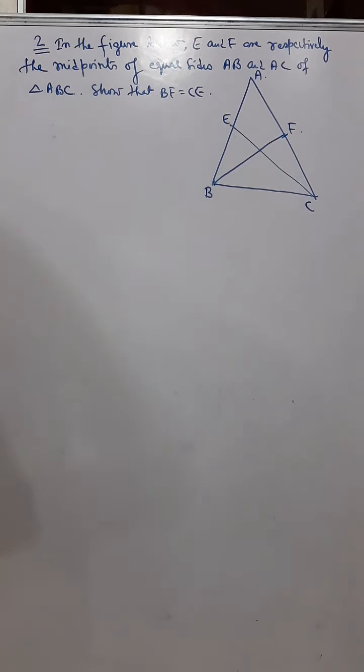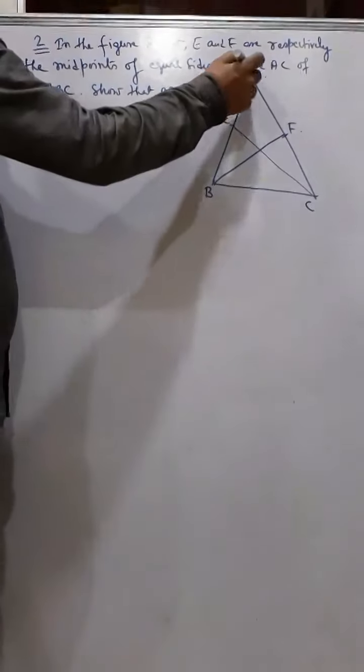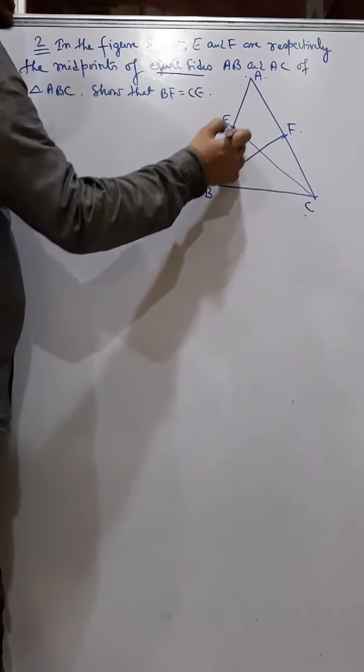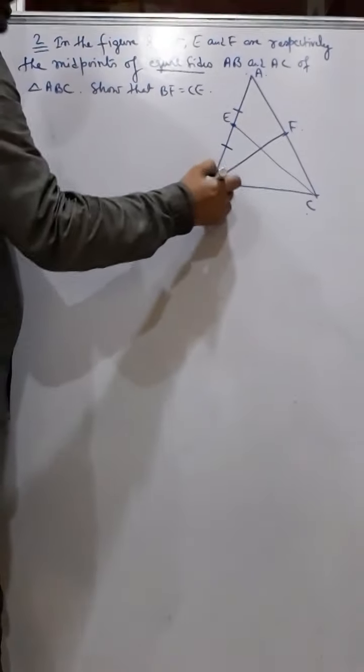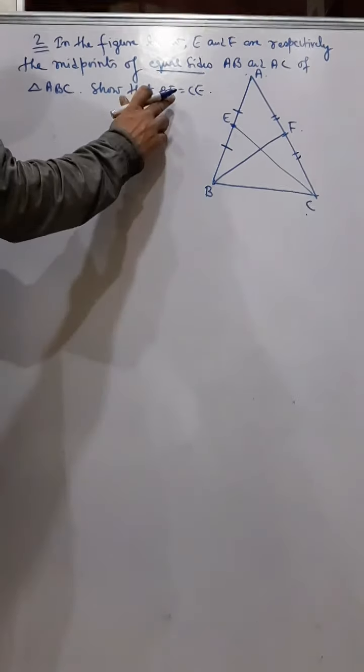Okay, now in this sum you see in the figure given below, E and F are the midpoints of the equal sides AB and AC. Now AB and AC, they told what? They are equal sides. So AB and AC are equal, and E is the midpoint of AB and F is the midpoint of AC. Now we have to prove BF equals CE.